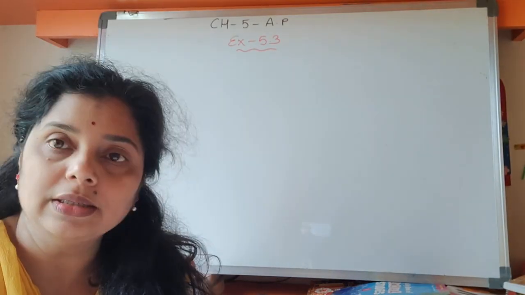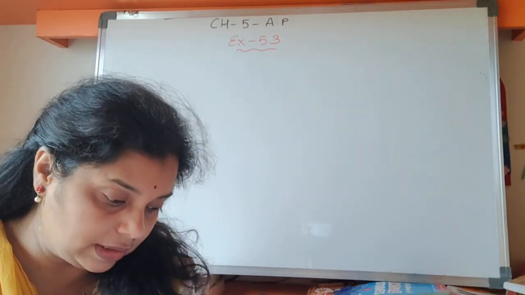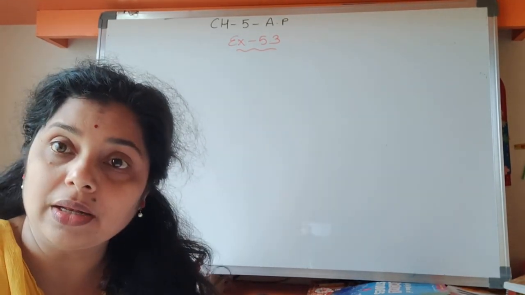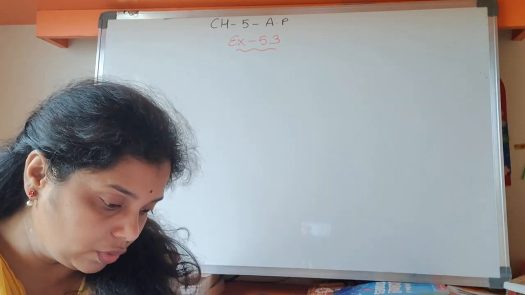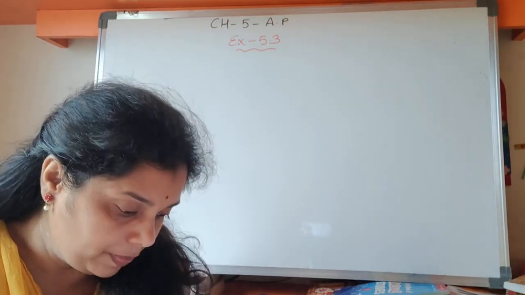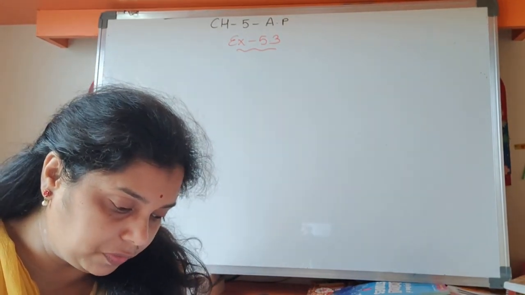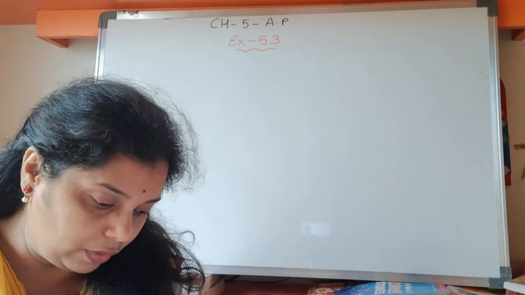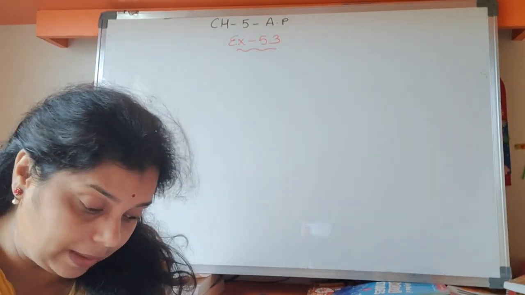Now let's discuss the fifth one. It is easy for you, so without my help you can do it on your own. So we are going to discuss the fifth one. It is given that d is equal to 5 and S9 is equal to 75, and you have to find out the value of a and a9.